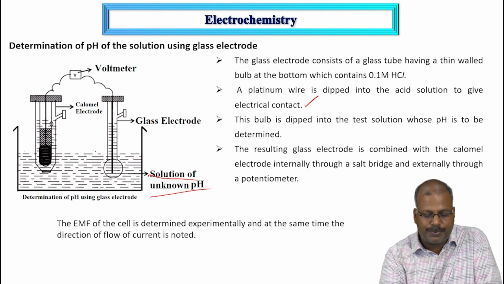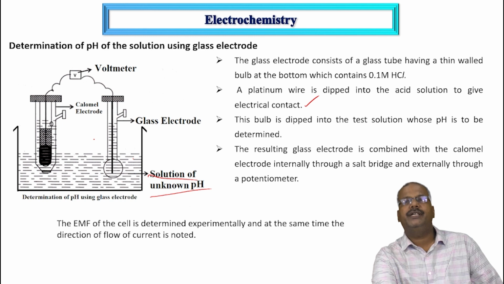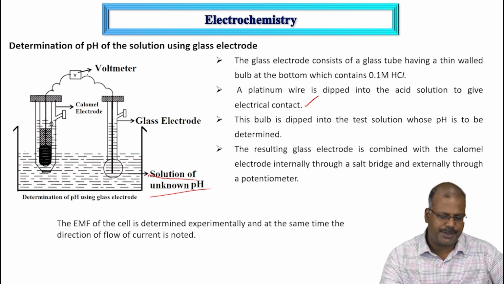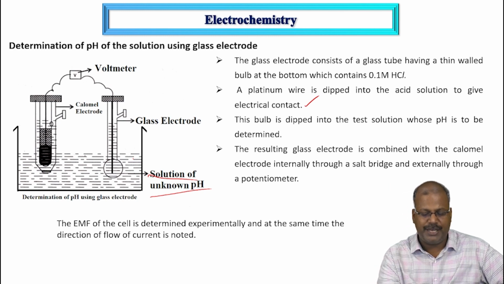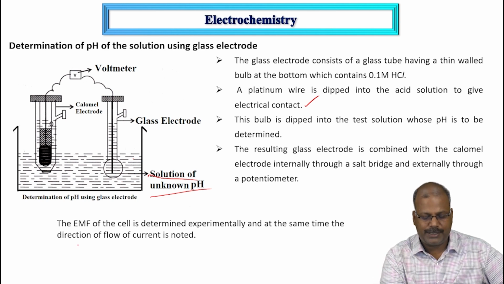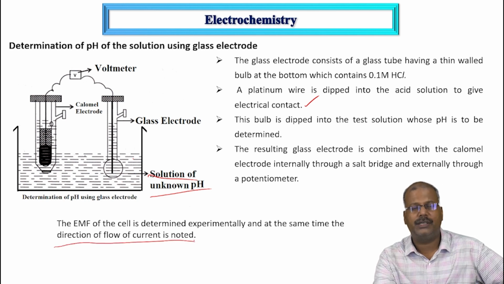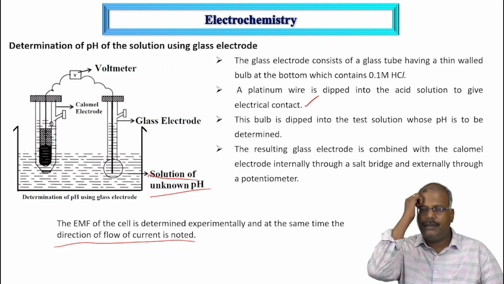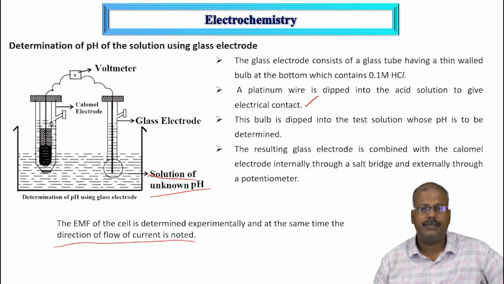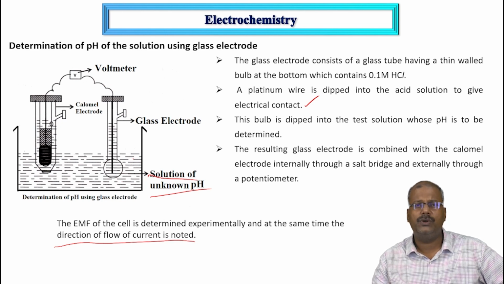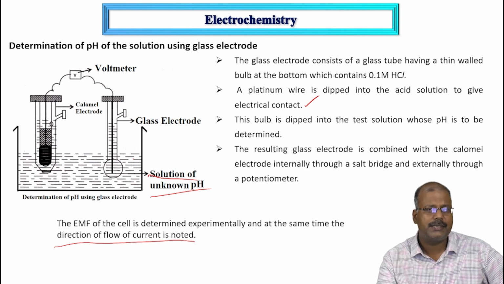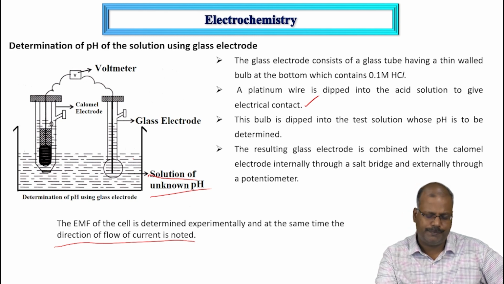Internally through a salt bridge. It has to be connected with a salt bridge, and externally through a potentiometer or voltmeter. So the EMF of the cell is determined experimentally, and at the same time the direction of flow of current is noted. That tells whether, as we have already seen in the calomel electrode, the calomel electrode acts as a cathode or anode. Here in this case we will get the pH.